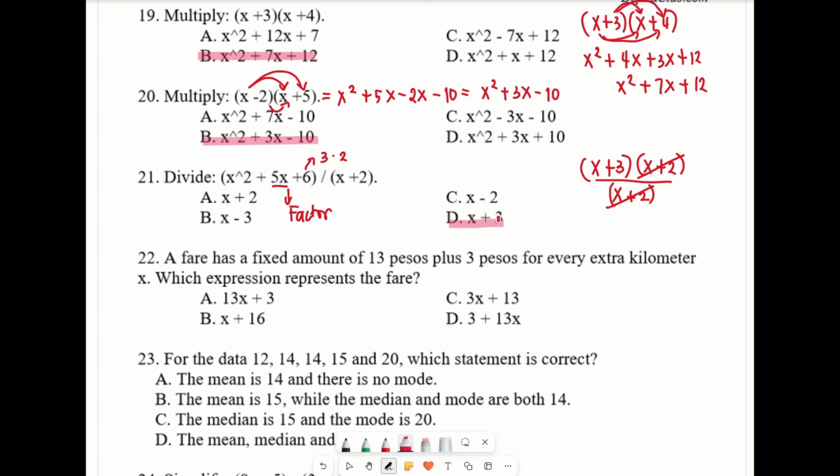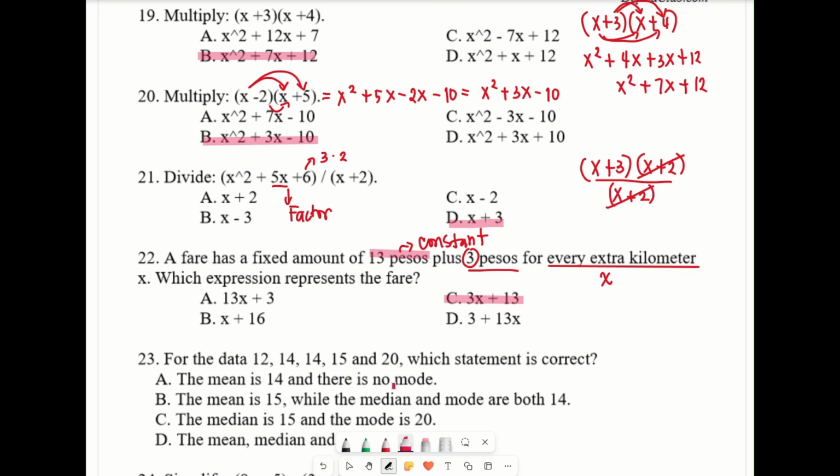22. A fare has a fixed amount of 13 pesos plus 3 pesos for every extra kilometer X. Which expression represents the fare? Okay, so we'll have here 13 pesos plus. Okay, so this will be your constant. Okay, plus 3 pesos for every extra kilometer. So every extra kilometer, so that will be our independent variable. So this will be our x. So we'll have 3x, 3 pesos for every kilometer. So 3x plus 13. Okay, letter C.